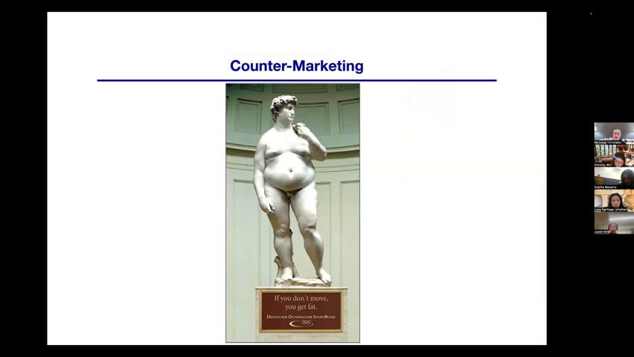Nevertheless, though, counter-marketing can be very effective. Counter-marketing attempts to use humor and images in inventive ways to capture public attention, galvanize public interest, and fix ideas in people's minds. So, of course, this is a play on the very famous, very attractive sculpture of David, here shown in this way, with a caption underneath saying, "If you don't move, you get fat."